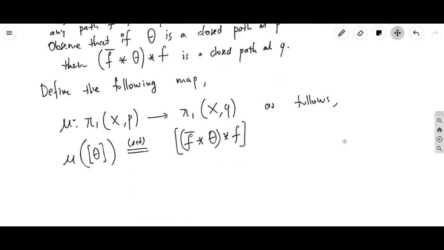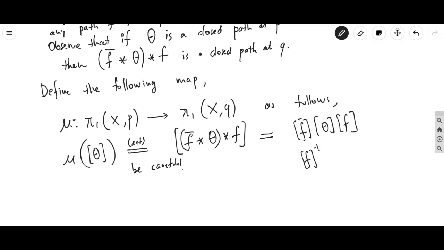Now, I want to make a very small, subtle point that can lead to some confusion. So you want to be careful. You cannot say that that's the same thing as this. This is F reverse, so you would say this is F inverse theta F. You cannot do that, because this does not make sense, and this does not make sense. The fundamental group at Q is, by definition, the collection of homotopy classes of closed loops that begin and end at Q.